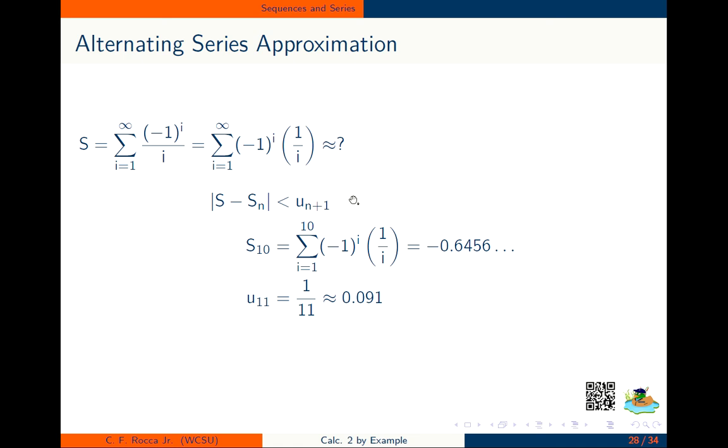So what the error bounding theorem for alternating series tells us is that the sum S is somewhere between -0.6456 minus 1/11, which is about -0.737, and less than -0.6456 plus 1/11, which is around -0.555. So this adds up to something between -0.73 and -0.55, so probably somewhere around -0.6. That's how we use the error approximating theorem to get an approximation of the summation of a convergent alternating series.